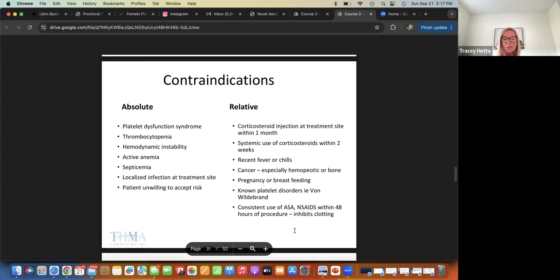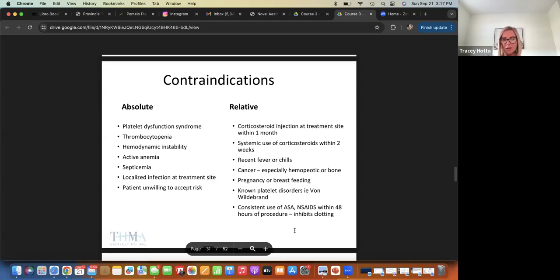Absolute contraindications would be any kind of platelet dysfunction syndrome, thrombocytopenia, or hemodynamic instability. Do they have active anemia, septicemia, a localized infection at the treatment site, or a patient unwilling to accept the risk?